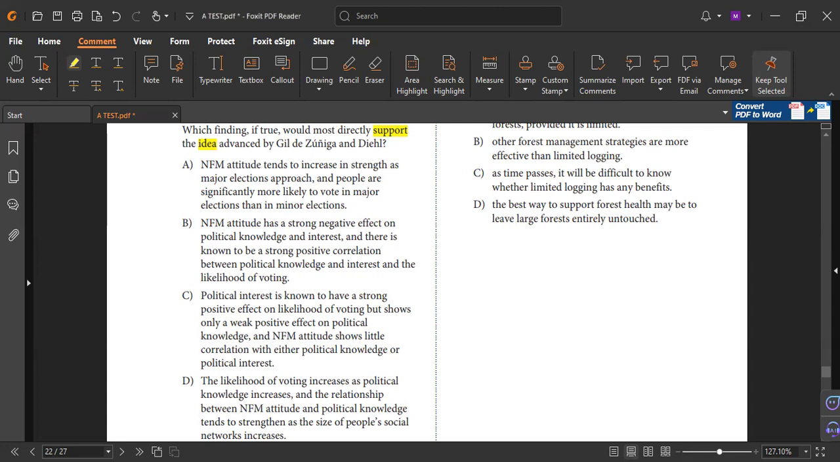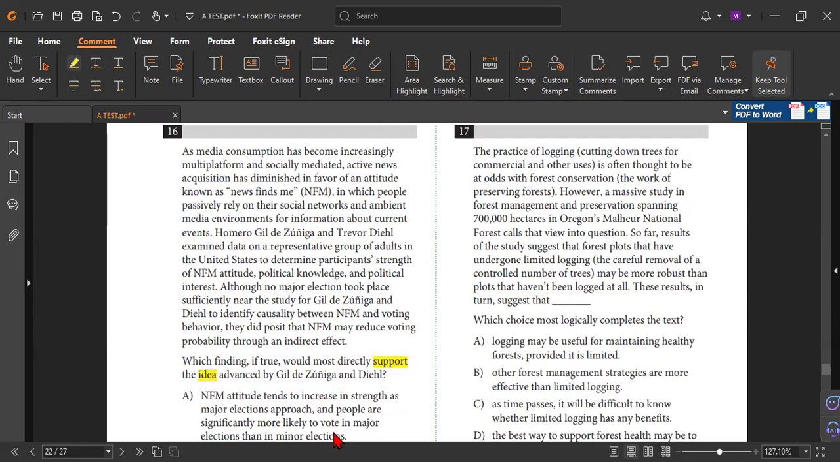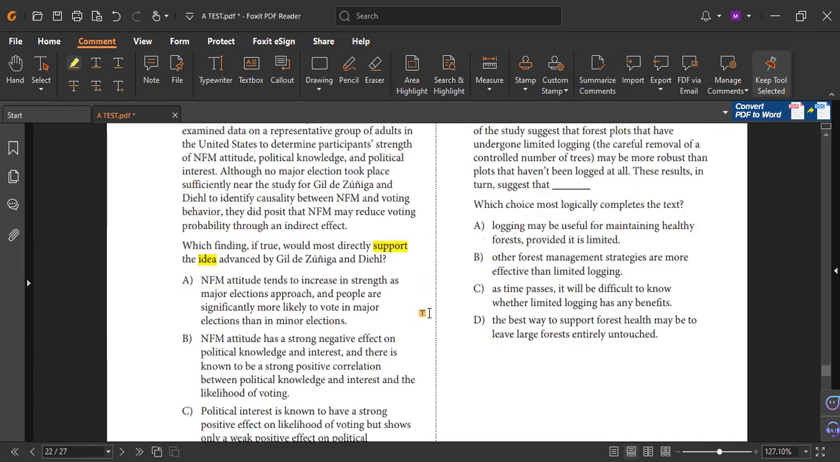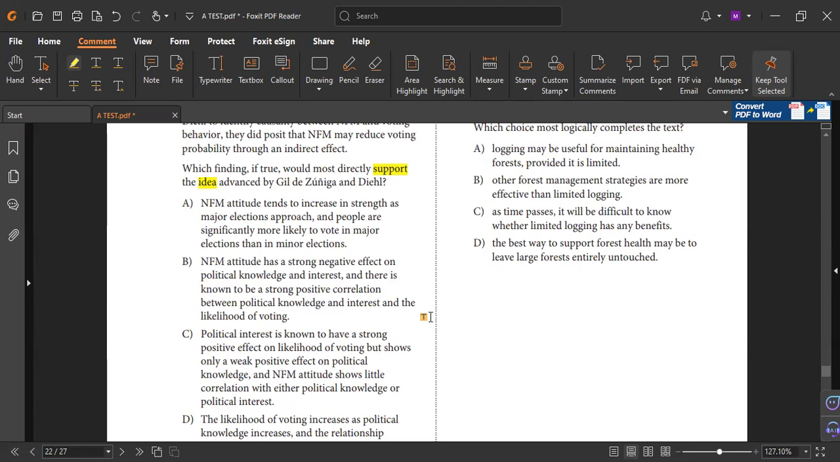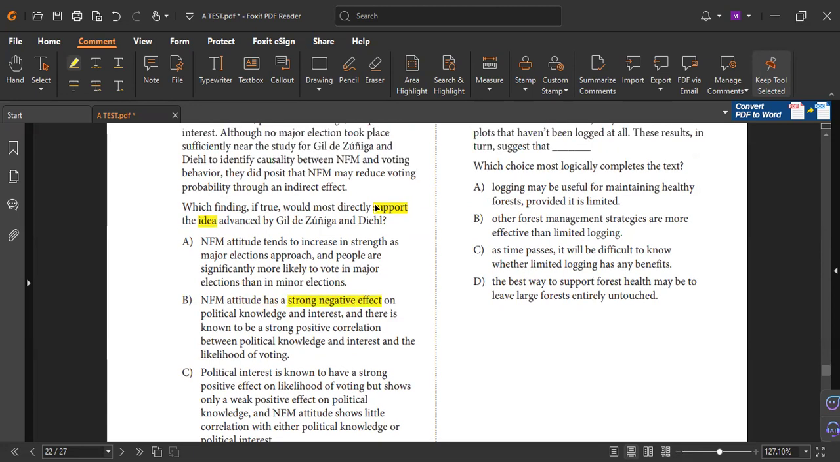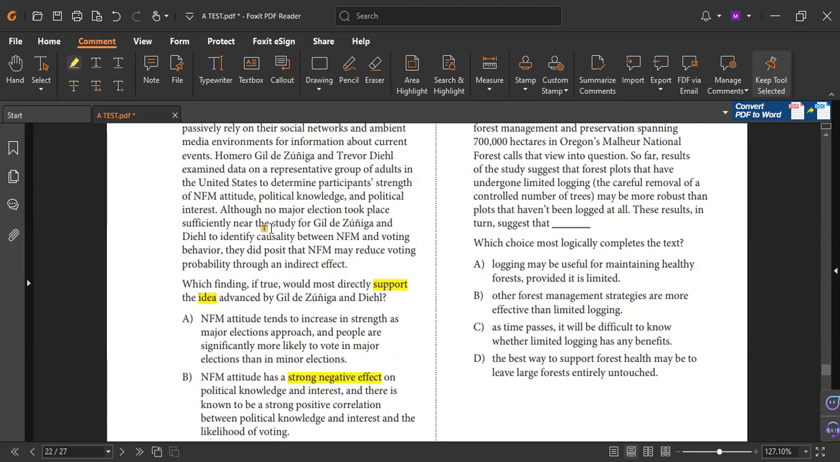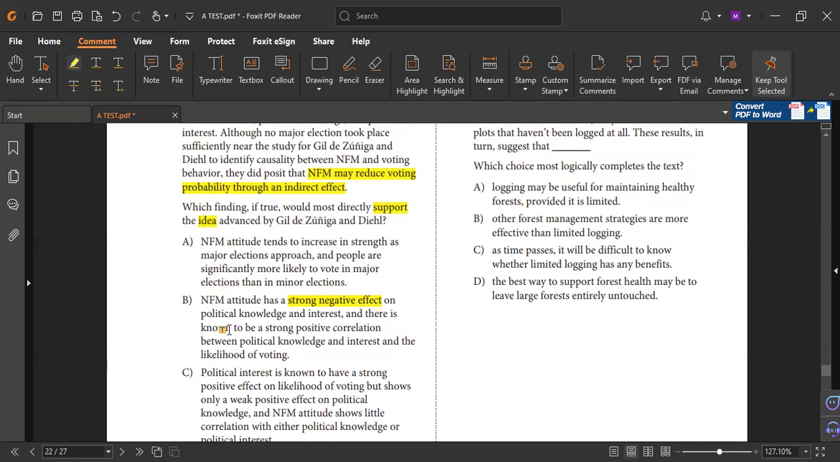I think it's A. So you think it's letter A, and the A is wrong. Okay, B. So now it's letter B. Number one, the attitude has a strong negative effect. As he mentioned, what is a finding? They deposit that. So this is your finding. So find an answer, match it. Reduce voting probability. Strong negative on political knowledge interest as voting. And there is known to be a strong positive correlation between this one, interest, and all of these.